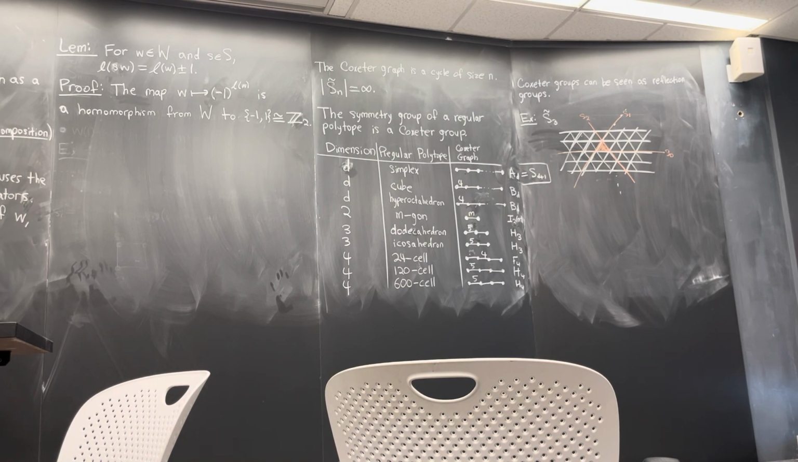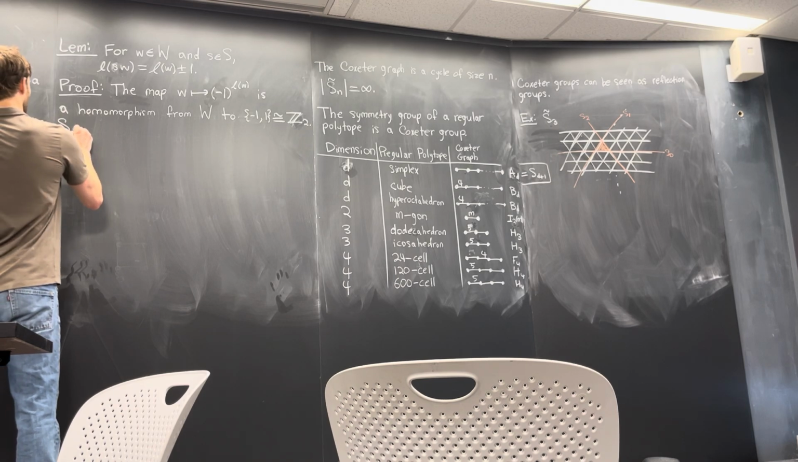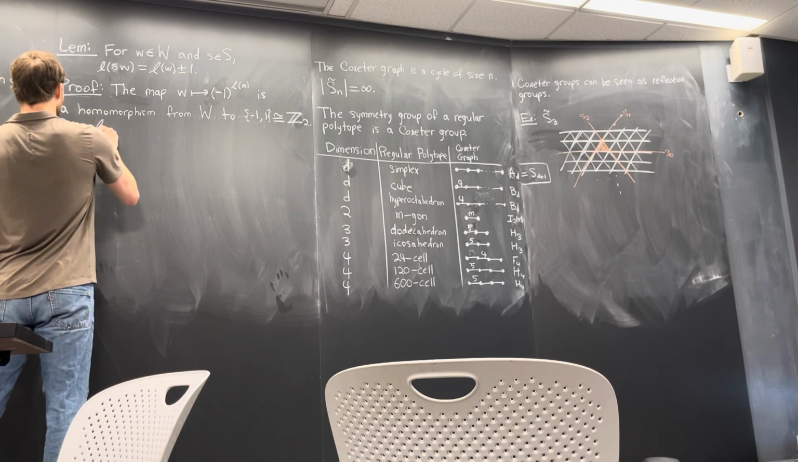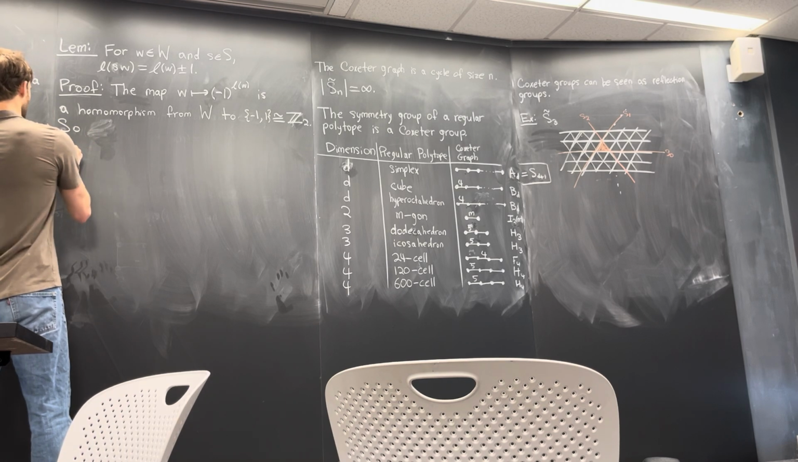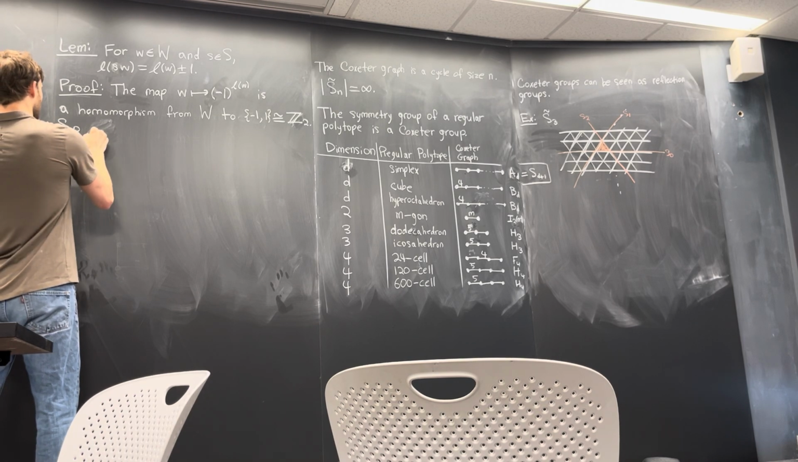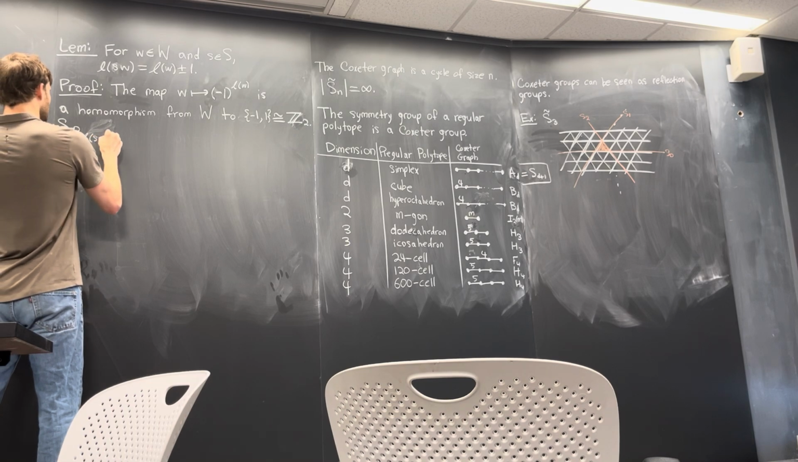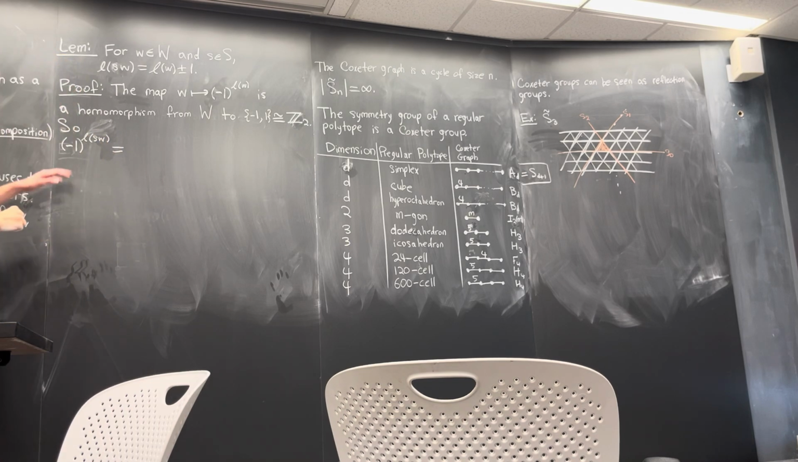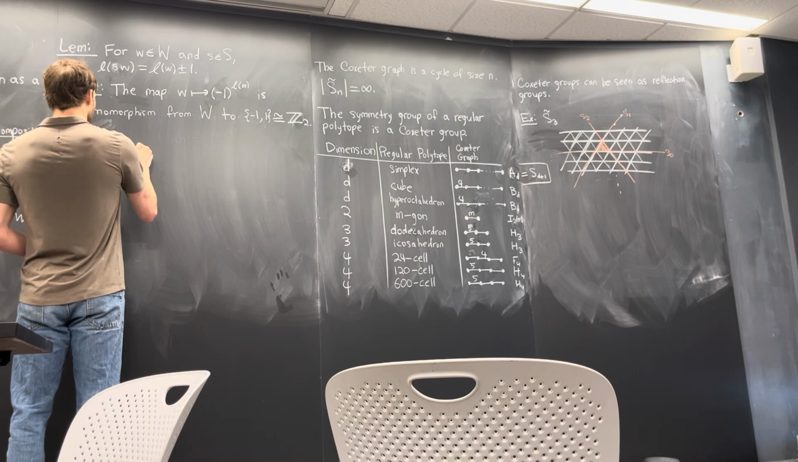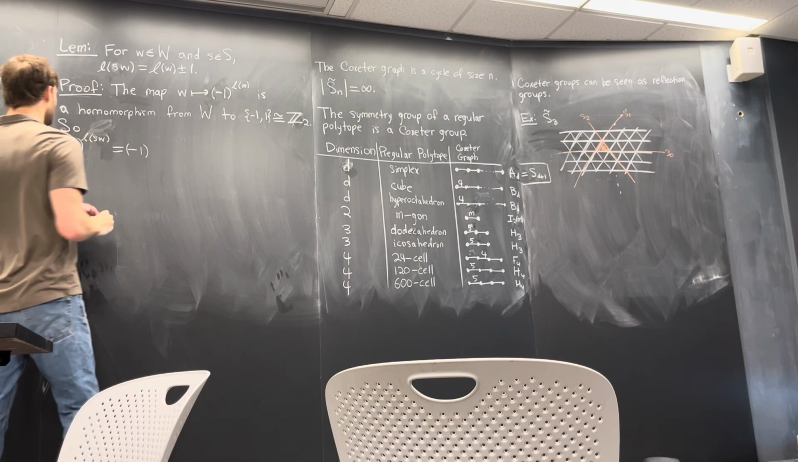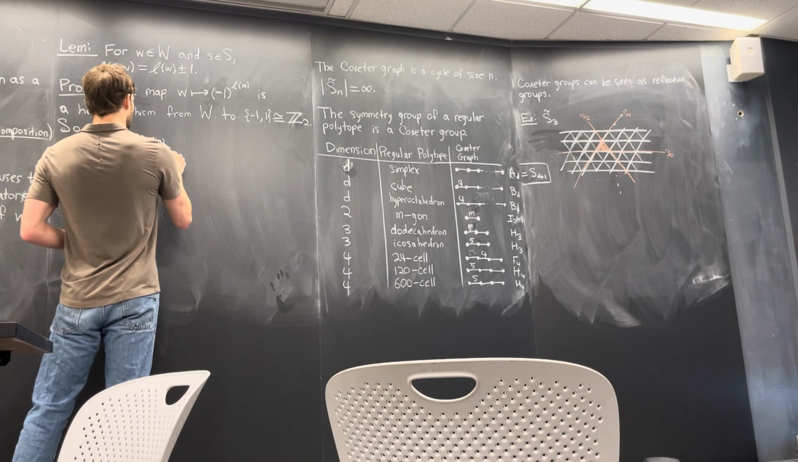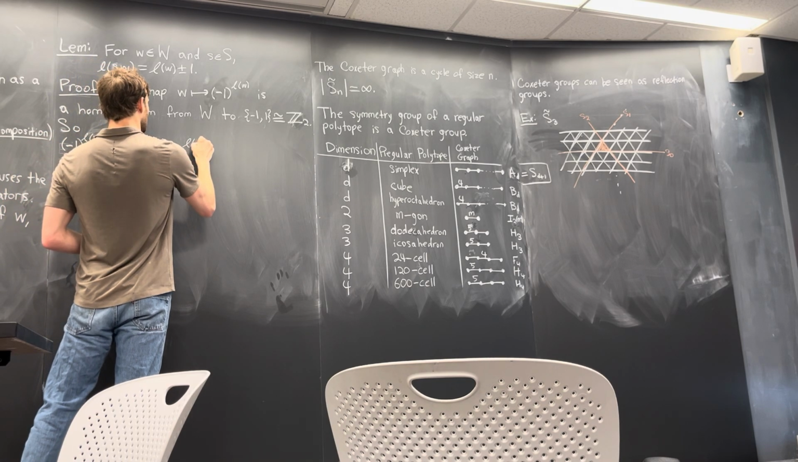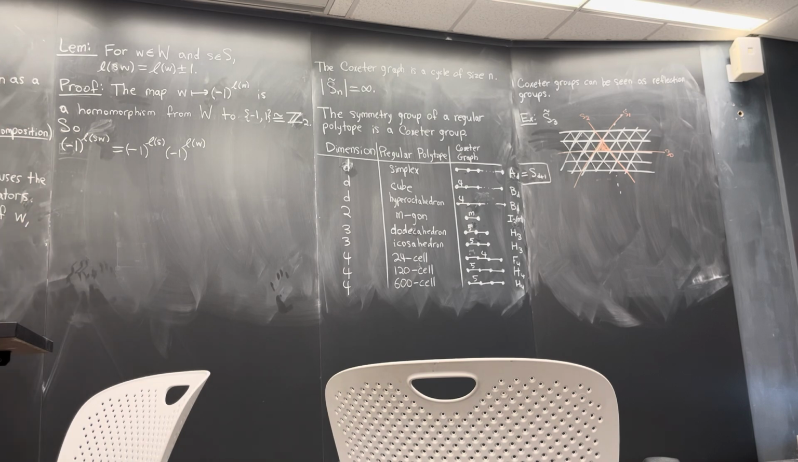So then, this means that the length of, or maybe I should write it this way, (-1) to the length of SW is, well, I could write this as (-1) to the length of S times (-1) to the length of W. But then, well, what is the length of S?